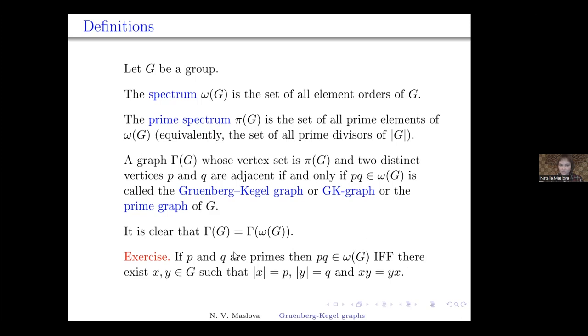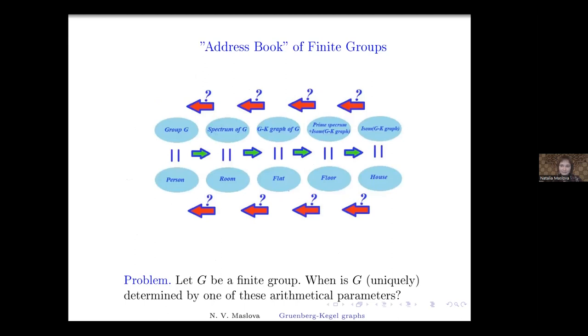Looking at this exercise, we can understand that the Gruenberg-Kegel graph is not too hard to calculate if we have some object and want to calculate the Gruenberg-Kegel graph of its automorphism group. It's enough to consider the prime order automorphisms and understand which of them commute and which do not. And with respect to these parameters, let us consider the so-called address book of a finite group.